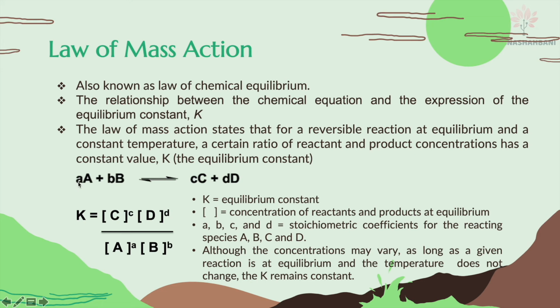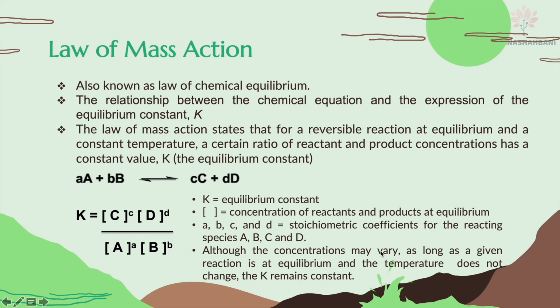The small letters a, b, c, d are the stoichiometric coefficients for the reacting species. They mean how many moles of A, how many moles of B, how many moles of C, and how many moles of D. If you put them in this equation, they become the powers. So the stoichiometric coefficient of C is the power of the concentration of C. The coefficient of D is the power of the concentration of D. Same goes for A and B.